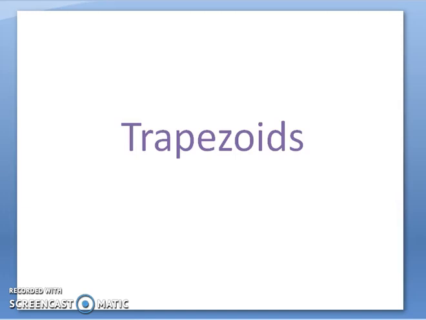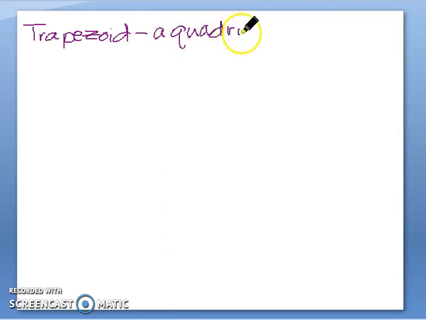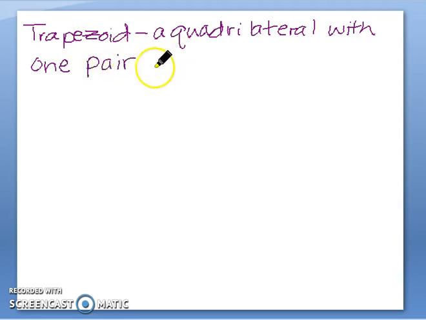Okay, today we're going to be talking about trapezoids. Trapezoids is another one of the quadrilaterals that we're going to be studying. Okay, and we're going to start with the definition. We're going to have a trapezoid. And a trapezoid is a quadrilateral with one pair of parallel sides.